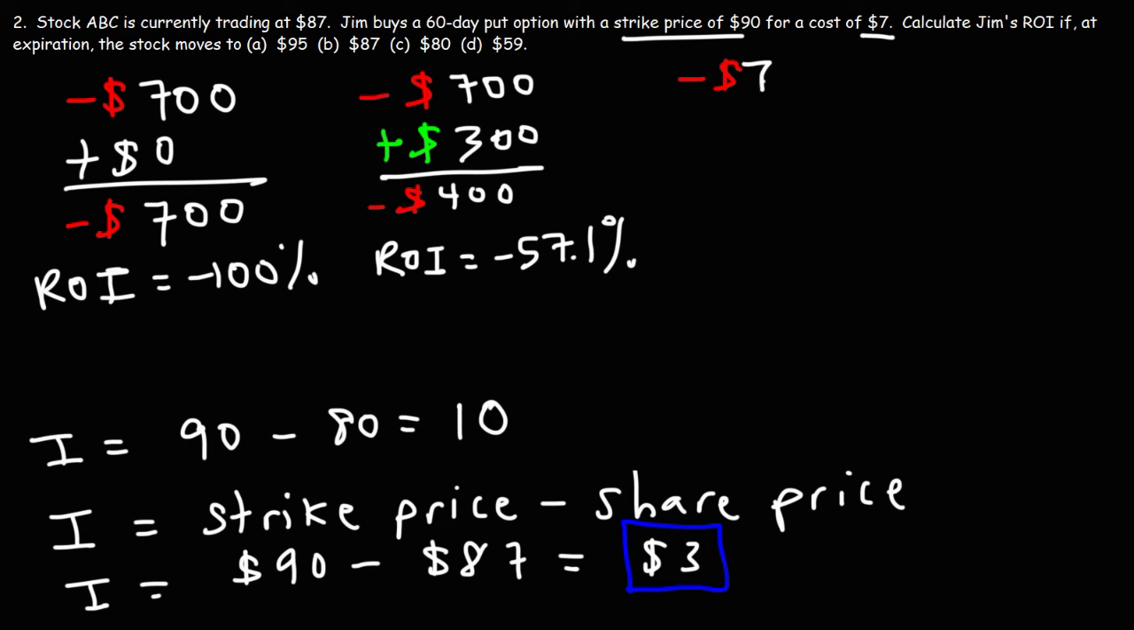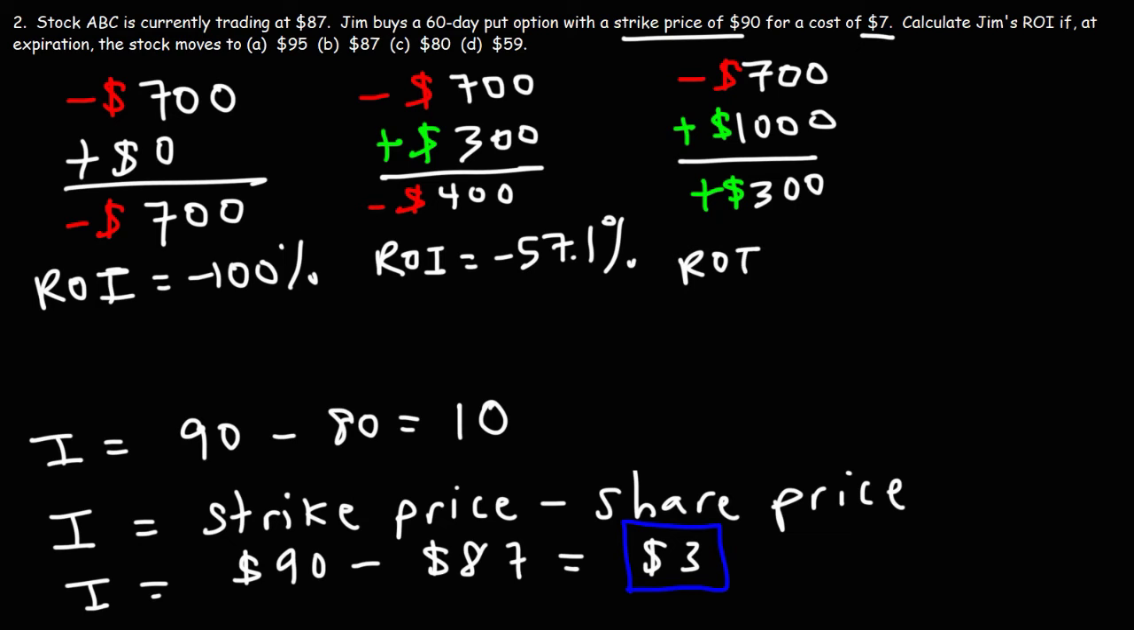So he put in 700 to buy the contract. Now it's worth $10 times 100, so he can sell it for $1,000. Now he's looking at a gain of 300. So to calculate the ROI, it's going to be 300 divided by 700 times 100%. So he's looking at a gain of positive 42.9%. That's not bad, but that's because the stock moved rather significantly in his favor.